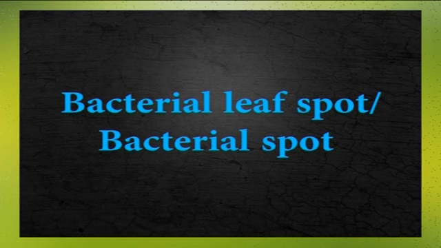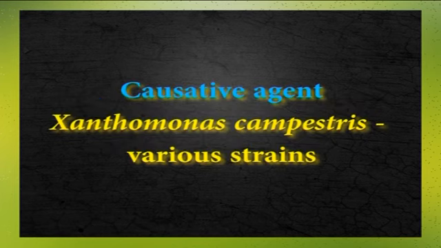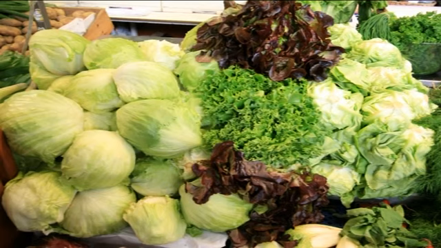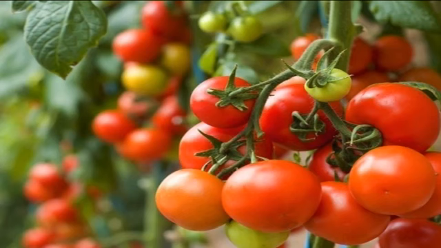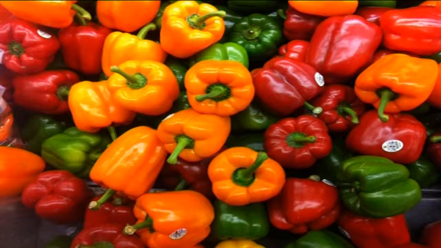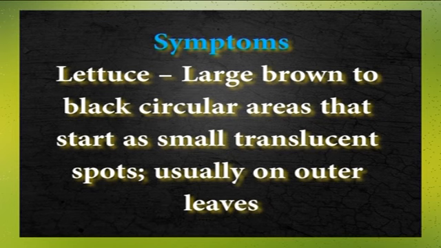The next disease is bacterial leaf spot or bacterial spot. It is caused by Xanthomonas campestris of various strains. They affect a wide range of vegetables including lettuce, cucurbits, tomato and capsicum. Let us study about the symptoms. Lettuce. In lettuce, large brown to black circular areas that start as small translucent spots, usually on outer leaves.